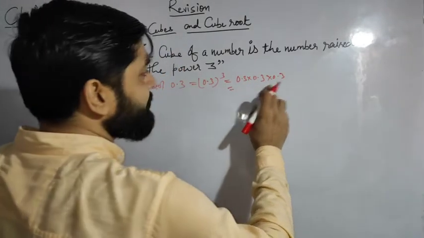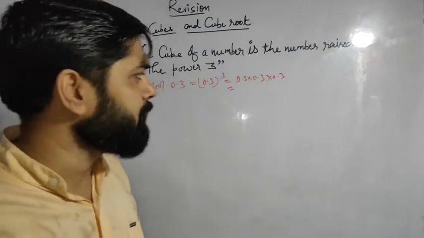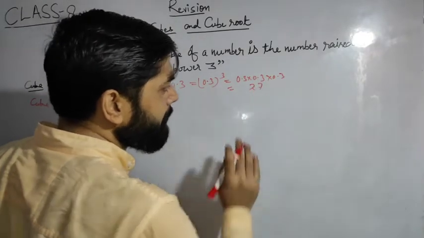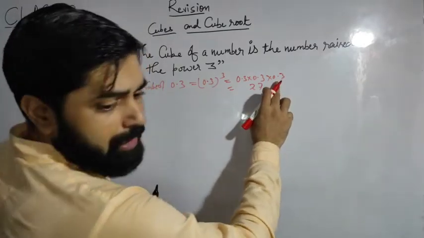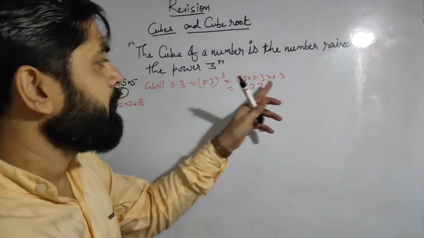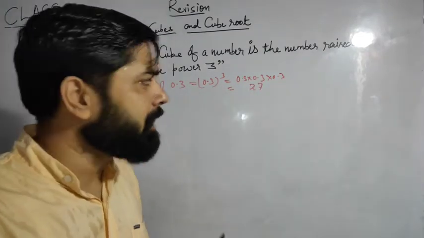3 3s are 9, 9 3s are 27. Then write 27 here. Then look here, what is here? The decimal places 1, 2, 3. Here the decimal. So how can we write it? How can we use the decimal?